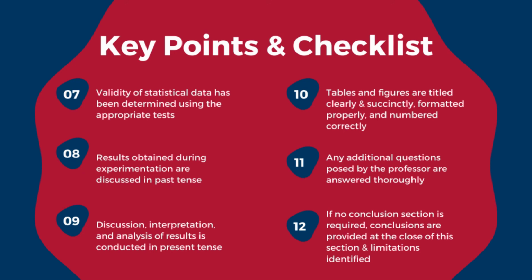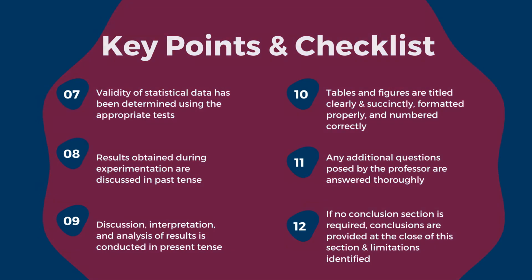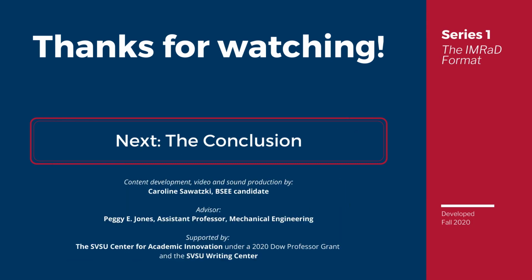The formatting of tables and figures should follow the guidelines set forth by the professor or professional publication. You should answer any additional questions posed by the professor in this section and include cited references to outside material where appropriate. If there is no conclusion section required for this report, conclusions should be provided at the close of this section. Now that you have learned how to properly format both the results and discussion sections, let's learn how to write an effective conclusion section.